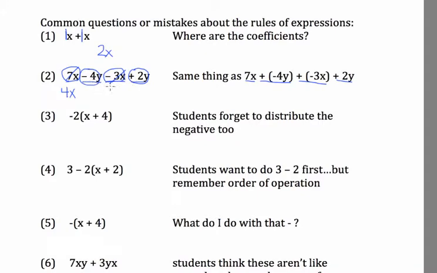Negative 4y plus 2y, think money. You're 4 in the hole, you get 2 back. Now you're only 2 in the hole. Negative 2y. 4x minus 2y.